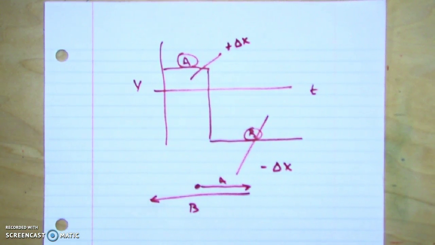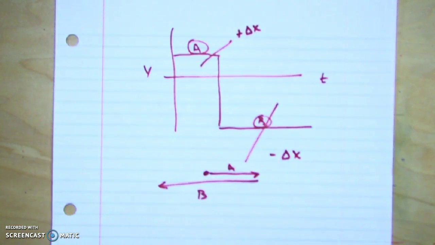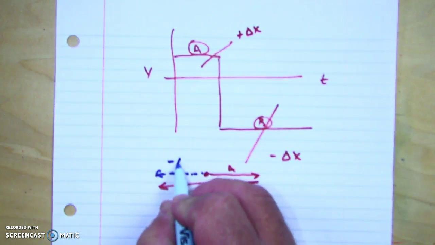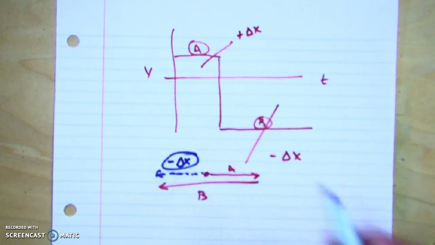So your total delta x is going to end up with a negative delta x. So be prepared for that, and we'll talk more about it in class.